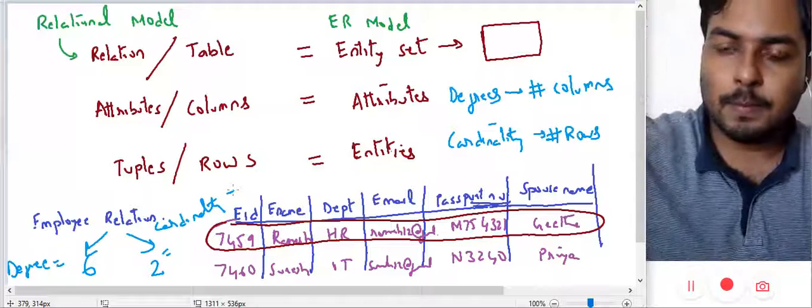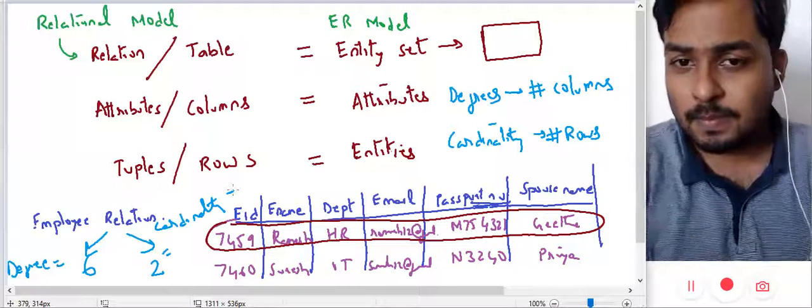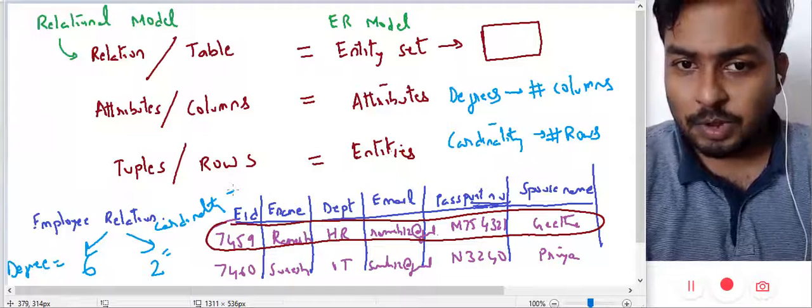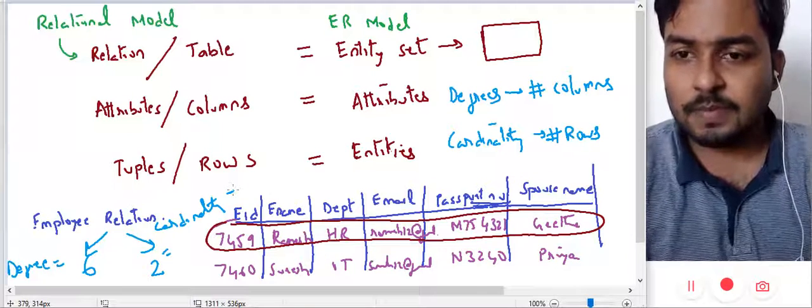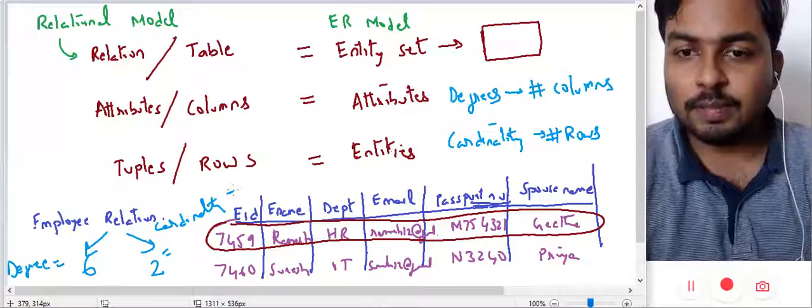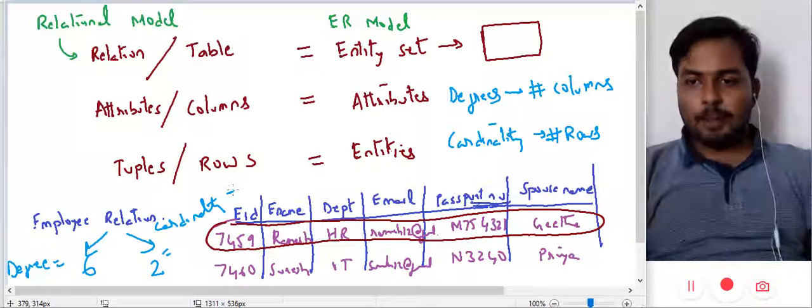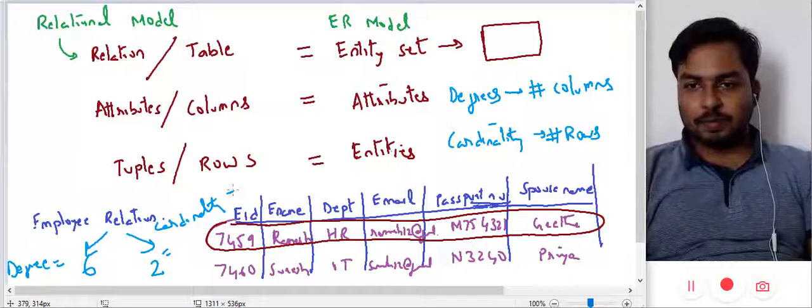Sir, but if ER model is given, then we can't guess the cardinality, right? If ER model is given, we can guess the cardinality. No, here cardinality is different. Here cardinality is the number of rows. Remember we studied something called mapping cardinality. That is again different.